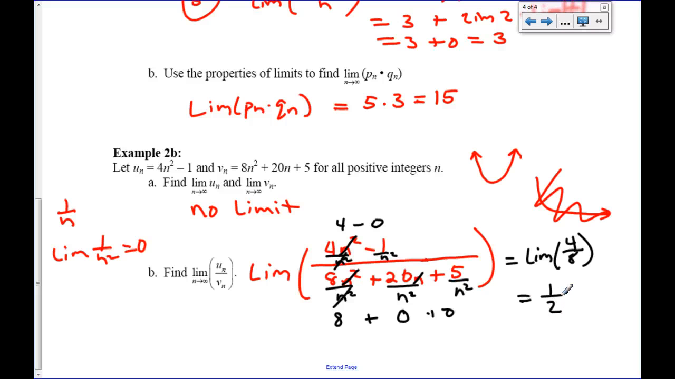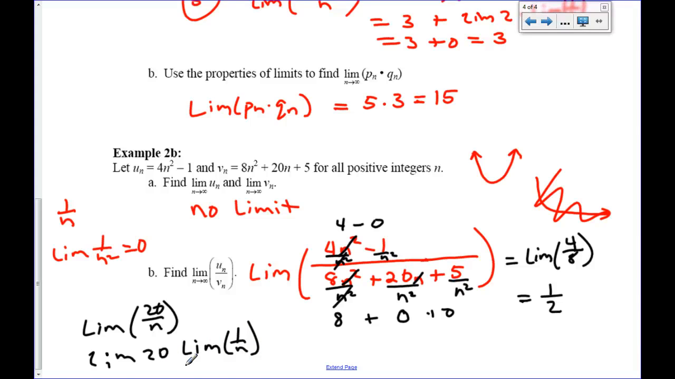How can you cancel out 20 over n? Good question. How can I cancel the limit of 20 over n? That's the same thing as saying the limit of 20 times the limit of 1 over n, and 1 over n happens to be 0, right? Oh, and then you multiply that by 20. Yep. That's why. Okay? Do you guys have any questions? This is brand new for you guys. So if you have any questions, please ask.